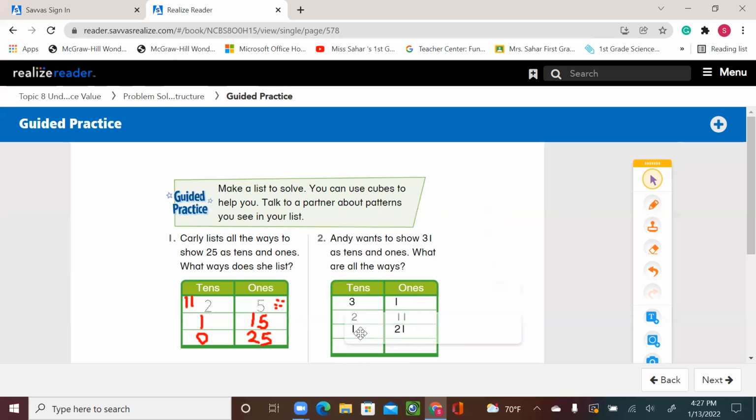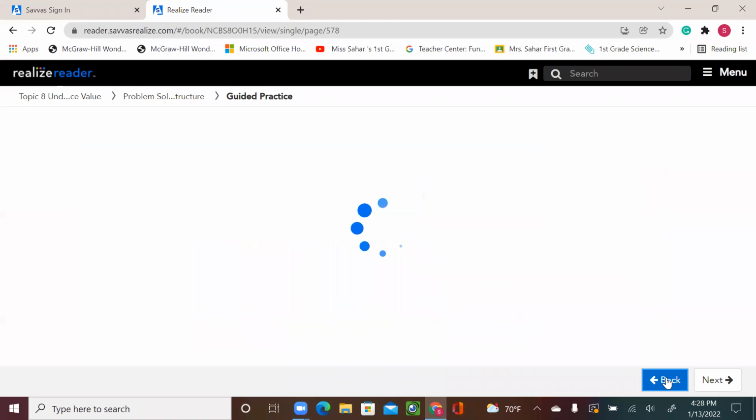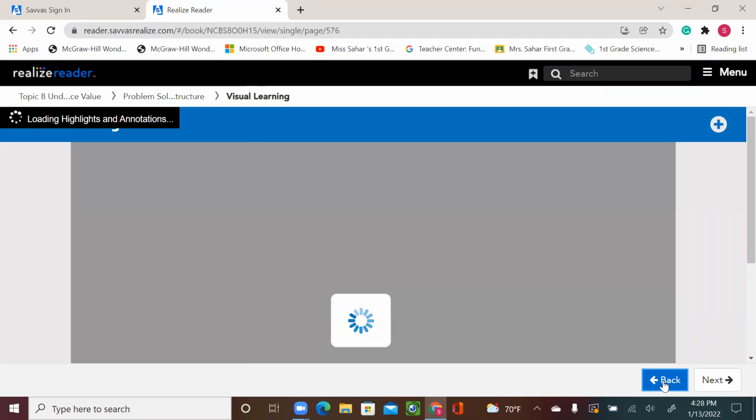Still one more way. Take all tens and move them to the ones. So that means I have 0 tens and 3 ones. So now I can see that I have 1, 2, 3 ways, 4. I have 4 ways to show 31. All right, let's go to that first exercise we have.